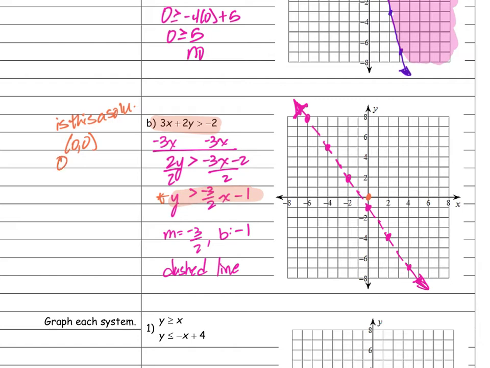So I've got 0 is greater than -3/2 times 0 minus 1. And then I've got 0 is greater than -1. Well, yes, that is true. Beautiful. Finally, for the first time, we've got a true answer. So I shade in the part that has that point. Questions? Everyone okay?